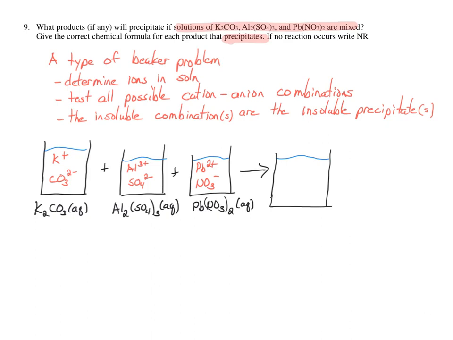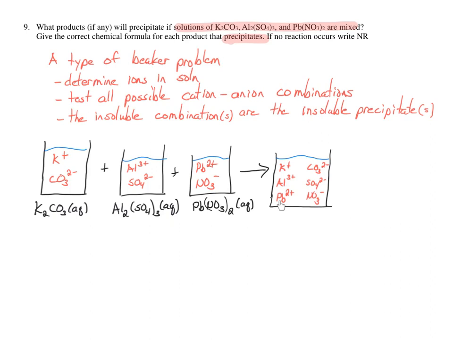Here's our physical interpretation. These are all soluble ionic compounds. Soluble ionic compounds, when they're dissolved in water, dissociate into ions. So we recognize each ion that's going to be present in solution. So when we mix all these three solutions together, these are all the ions that are present in solution.